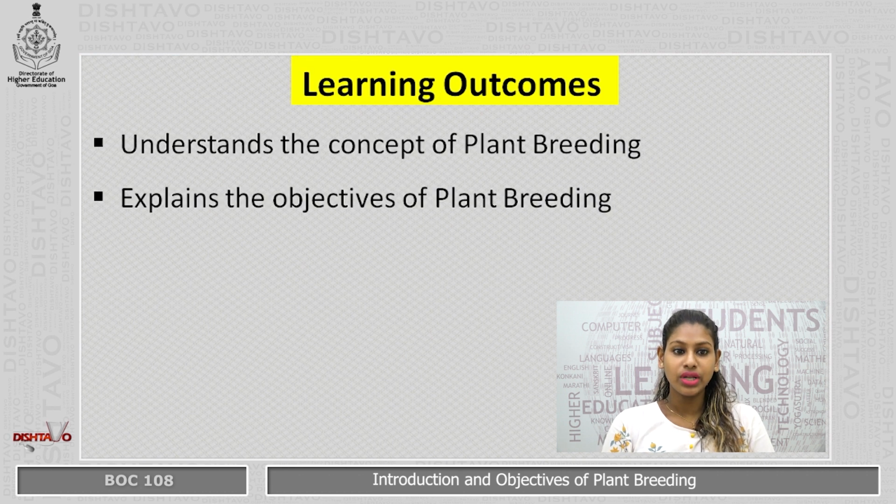The outline is Introduction to Plant Breeding and Objectives of Plant Breeding. Moving on to the learning outcomes. It helps in understanding the concepts of plant breeding and also explains the objectives of plant breeding.